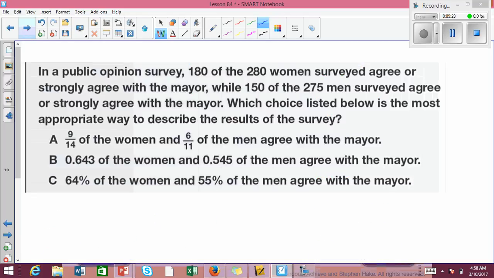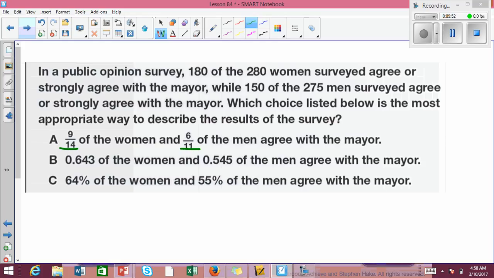Last problem for today. In a public opinion survey, 180 of the 280 women surveyed agree or strongly agree with the mayor, while 150 of the 275 men surveyed agree or strongly agree with the mayor. Which choice listed below is the most appropriate way to describe the results of the survey? So are we going to be dealing with 9/14 of the women and 6/11 of the men agree with the mayor?